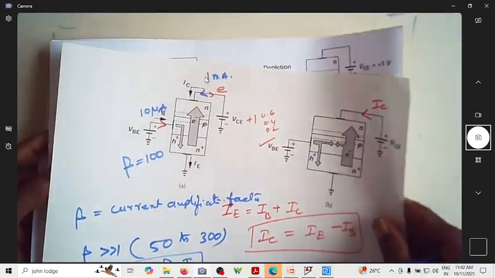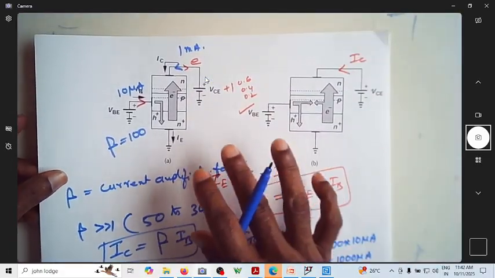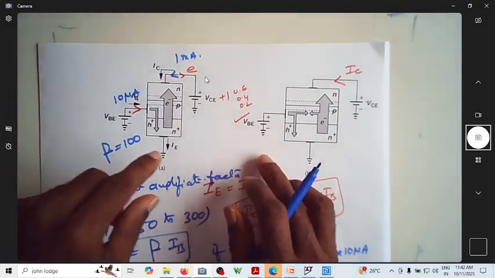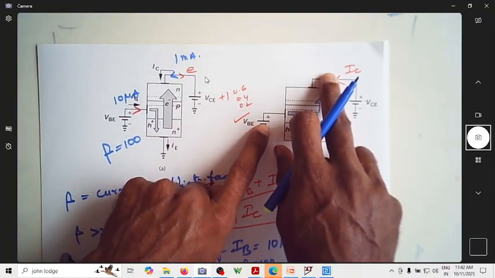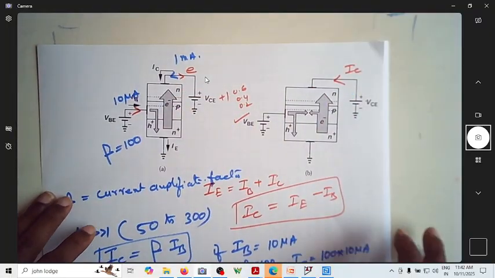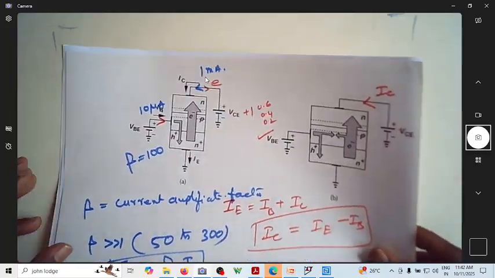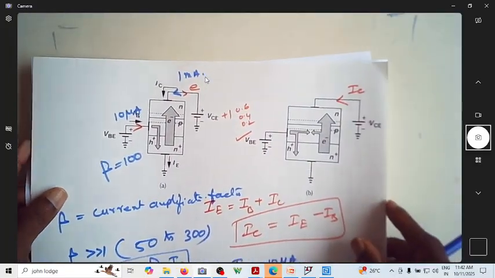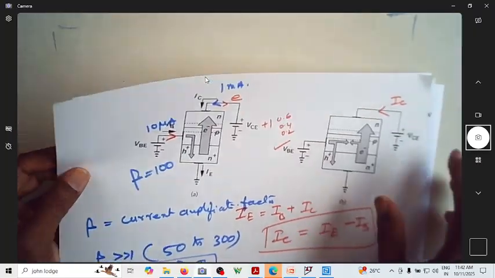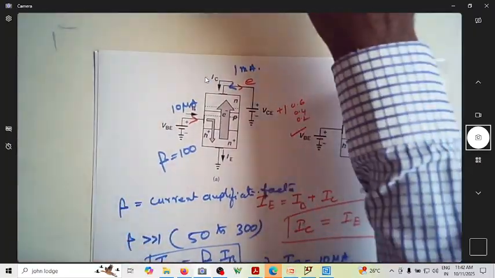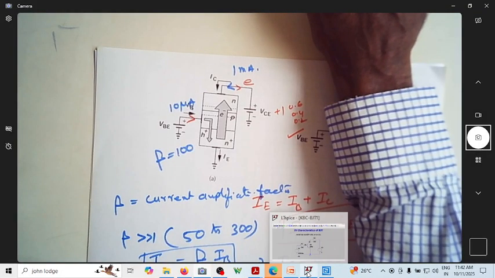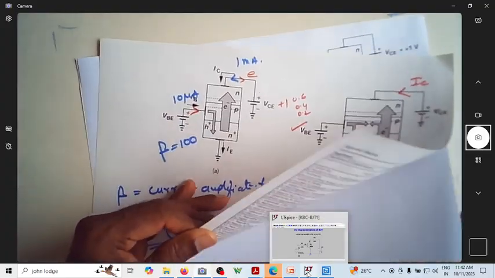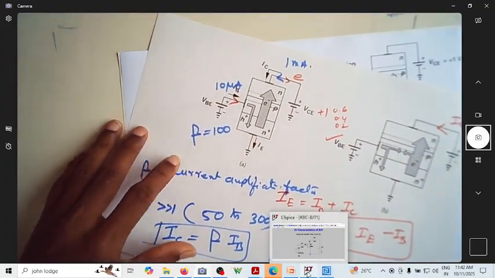So now this is the property of the BJT. You forward bias the emitter-base junction, reverse bias the collector-base junction. See what happened to the IV characteristics. So let us try to get this graph using a simulation. See now, let me show you what I'll do using the simulator.